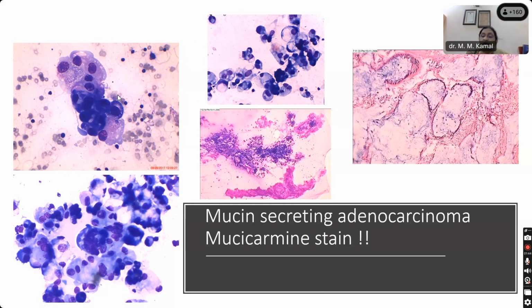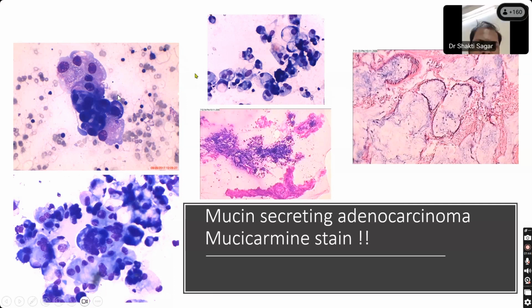Do squamous cell carcinomas come in the fluid very often? No, ma'am. Sarcomas? No. Only 5% of sarcomas will metastasize. So the commonest is the epithelial malignancy. Most commonly it is the mucin secreting malignancy. And what are the different organs? If it is a pleural fluid, which is the commonest site?